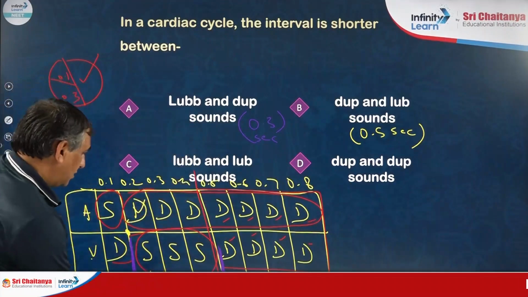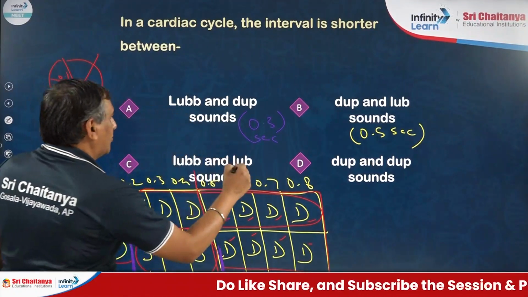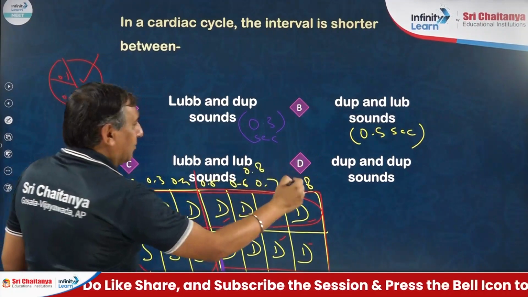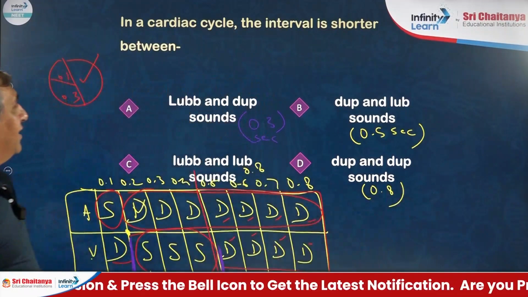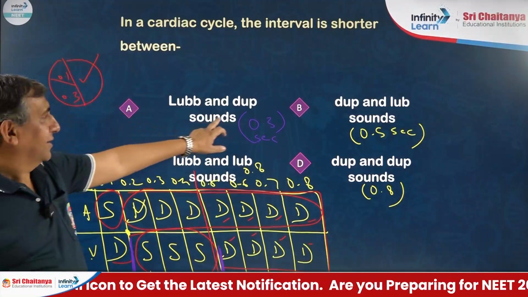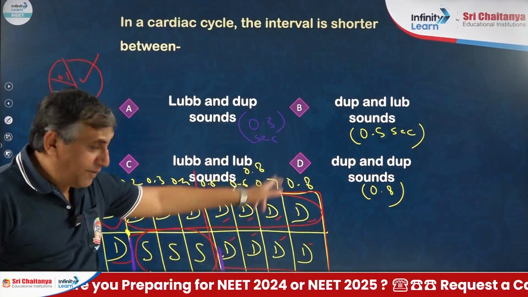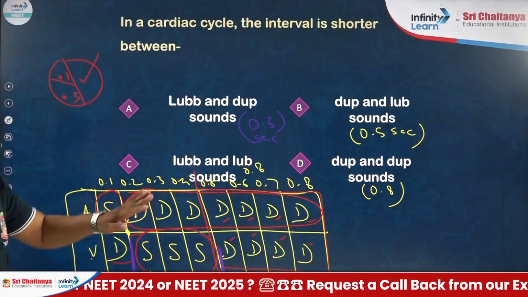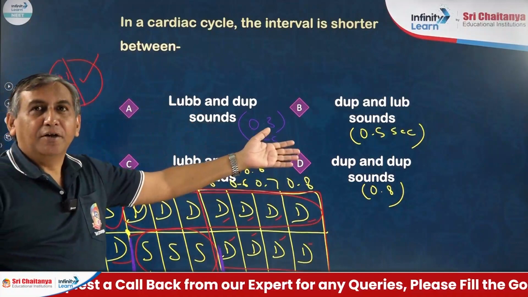Lub and lub. 1, 2, 3, 4, 5, 6, 7, 8. 0.8 second. Dub and dub, again 0.8 second. So, which interval is shorter? Lub and dub, only 0.3. Between dub and lub 0.5. Lub and lub 0.8. Dub and dub 0.8.